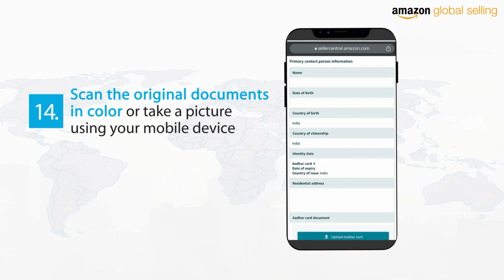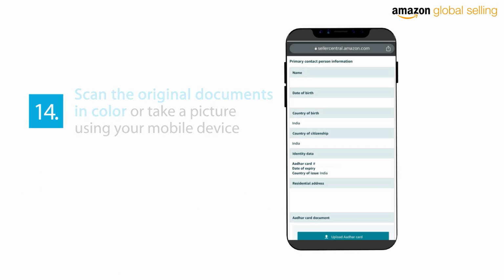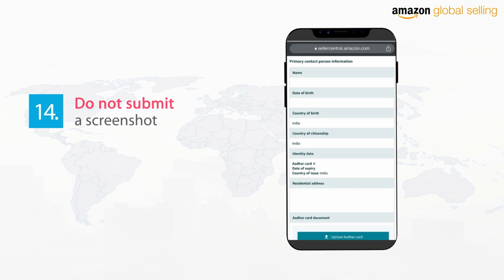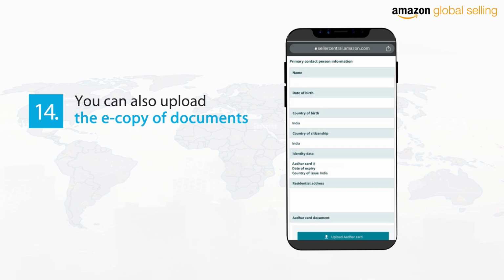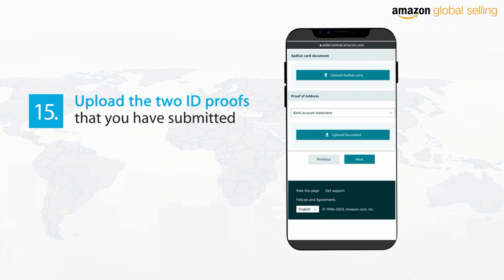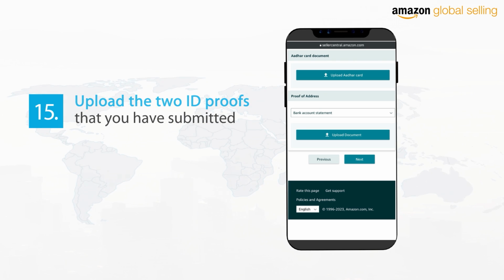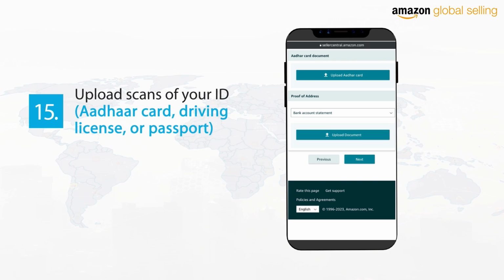Now, ensure that you have scanned all the original documents in color using your mobile device. Do not submit a screenshot. You can also upload the e-copy of documents. For example, for Aadhaar card, you can download it from the e-Aadhaar website. Now, you can go ahead and upload the two ID proofs that you have submitted. That is your identity proof, whether you've selected Aadhaar or passport, you can go ahead and upload scans of that.